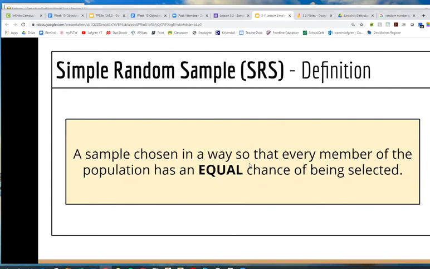Everybody's got an equal chance. Every tree in that park has an equal chance of being selected. Every word in the Gettysburg Address has an equal chance of being selected. Okay, that's a simple random sample.